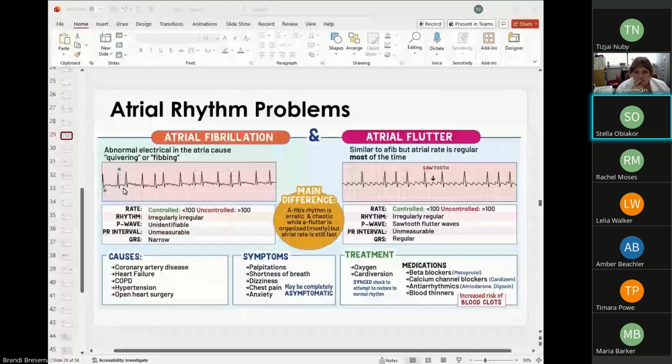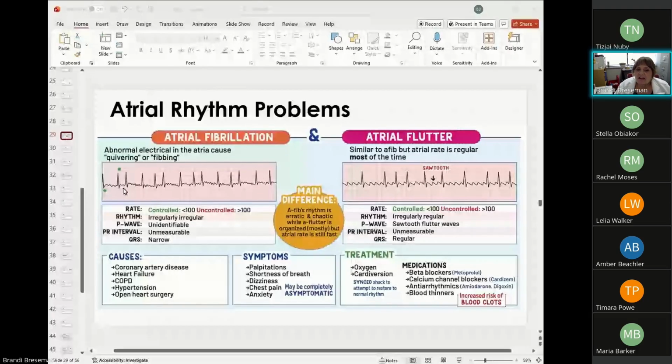130. Okay, so is that controlled or uncontrolled? Uncontrolled. Okay. My rhythm is irregular. My P wave is unidentifiable. I couldn't spit that out for some reason. Meaning I can't really pick a consistent, normal, upright P wave. I can't identify one.